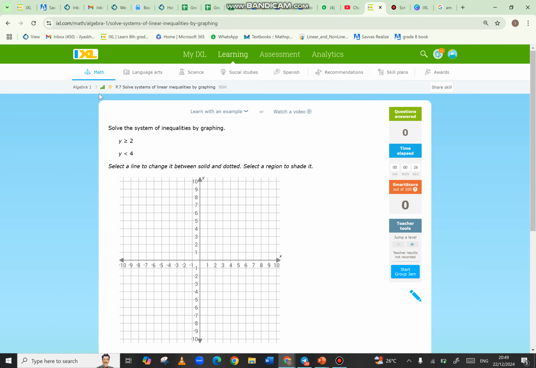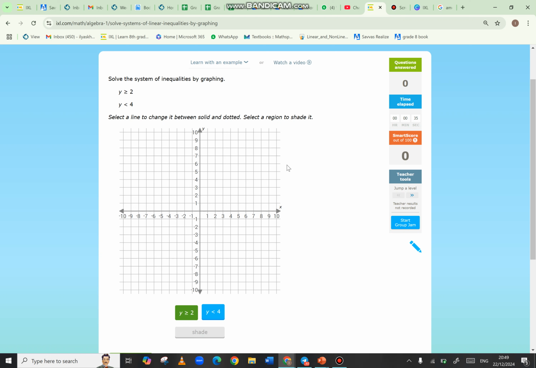For the next skill, Algebra 1 P.7. Solve systems of linear inequalities by graphing. This is for grade 9.